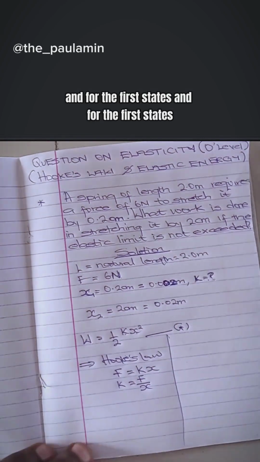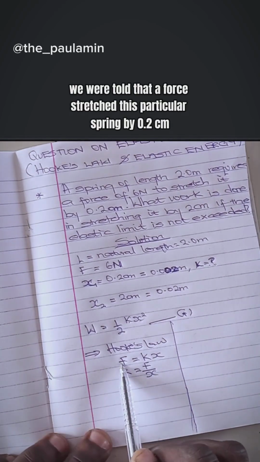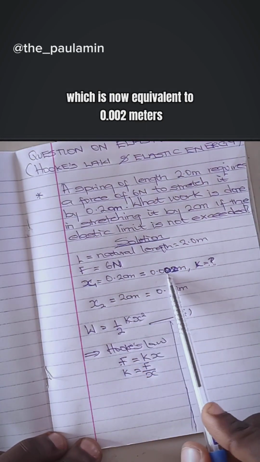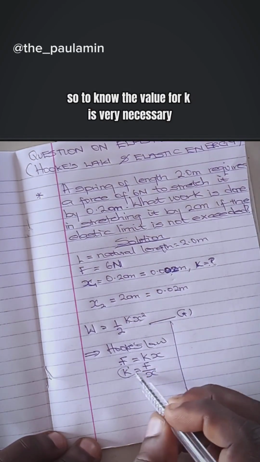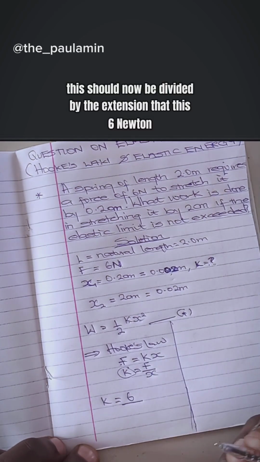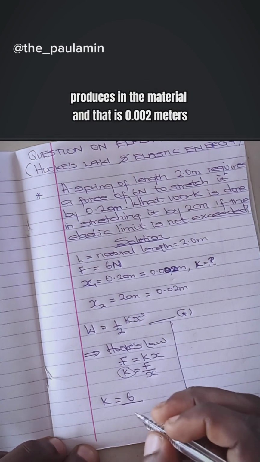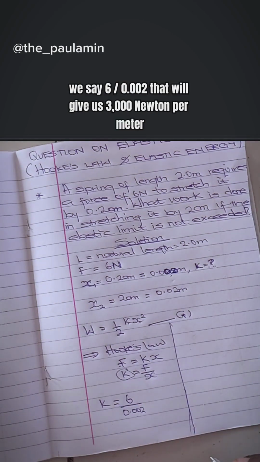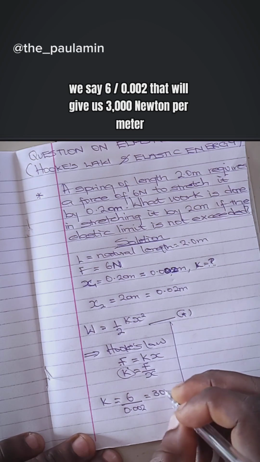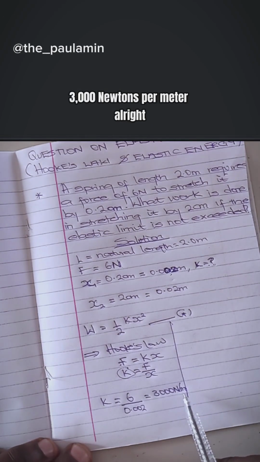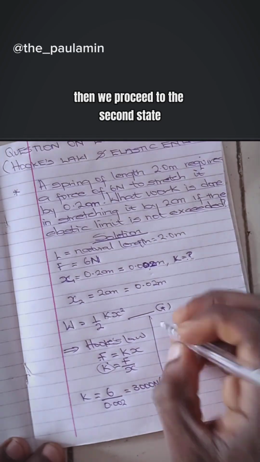And for the first state, we're told that a force stretched this particular spring by 0.2 centimeters, which is equivalent to 0.002 meters. So to know the value for k, it is very necessary that we substitute the initial force that was applied, 6 Newton, divided by the extension produced in the material, and that is 0.002 meters. So we'll say 6 divided by 0.002. That will give us 3,000 Newton per meter. This is the SI unit for the force constant, 3,000 newtons per meter. Then we proceed to the second state.